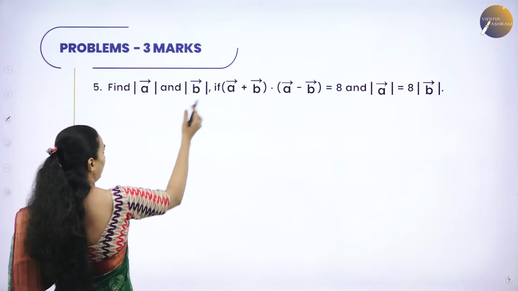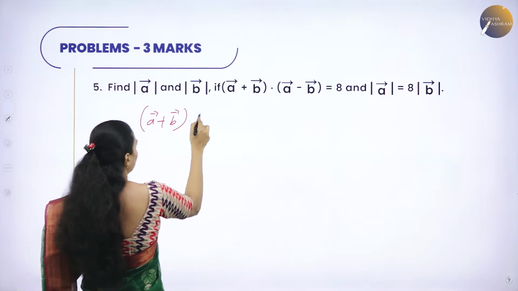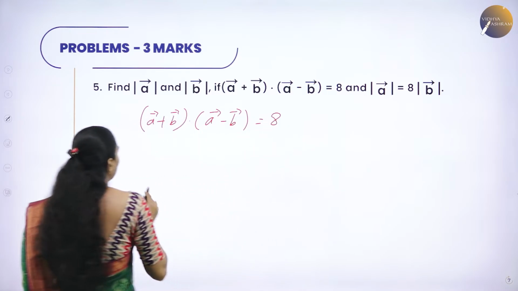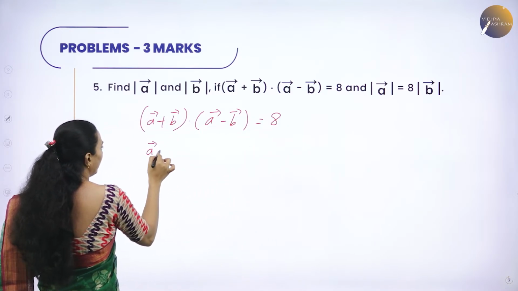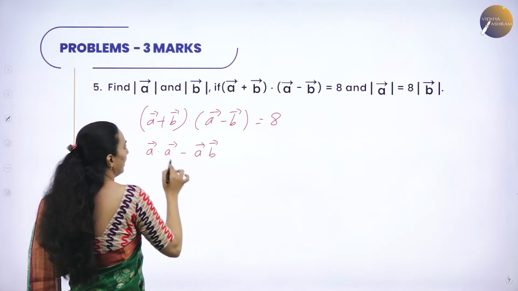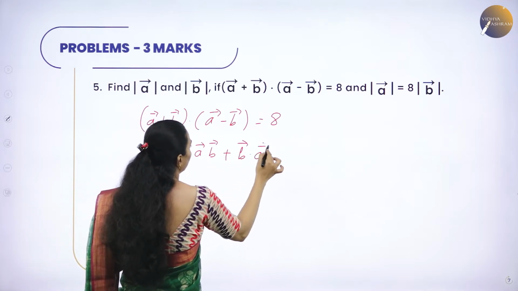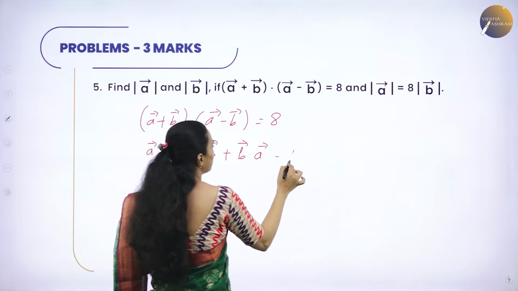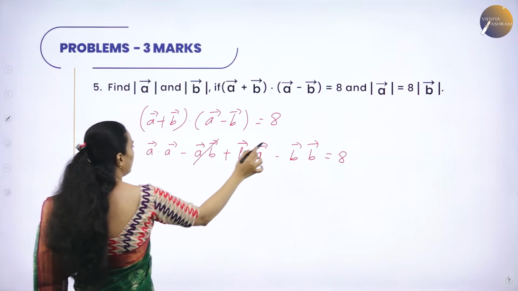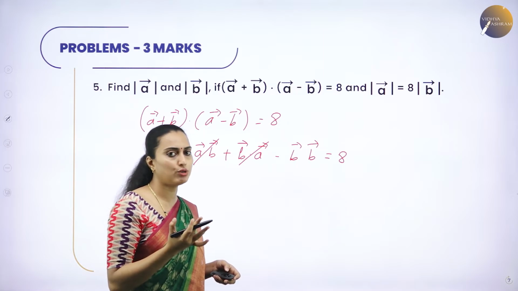Let us take whatever they have given. (A vector plus B vector) dot product (A vector minus B vector) is equal to 8. Now let us multiply this. A dot A, again plus into minus is minus A dot B, again plus into plus is plus A dot B or B dot A, again plus into minus is minus B dot B, is equal to 8 they have given. Now this A dot B and B dot A will get cancelled because A dot B is equal to B dot A according to the commutative law of the dot product.